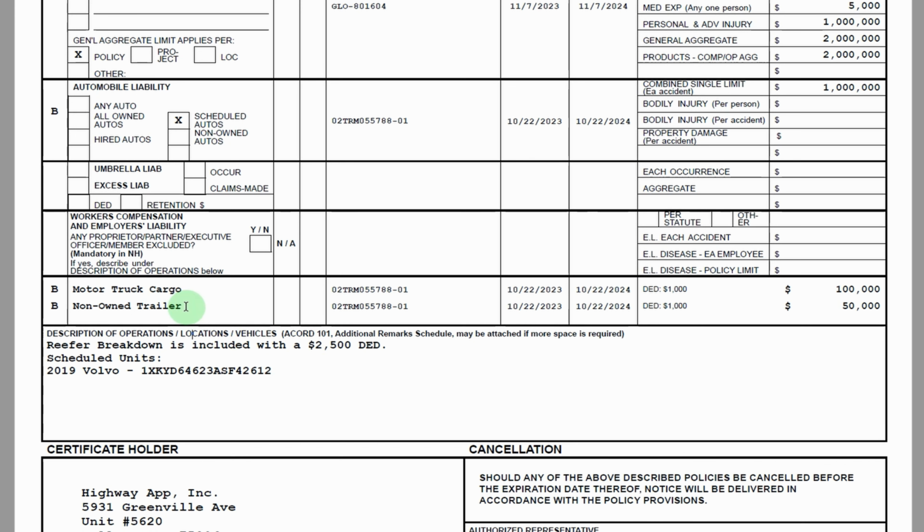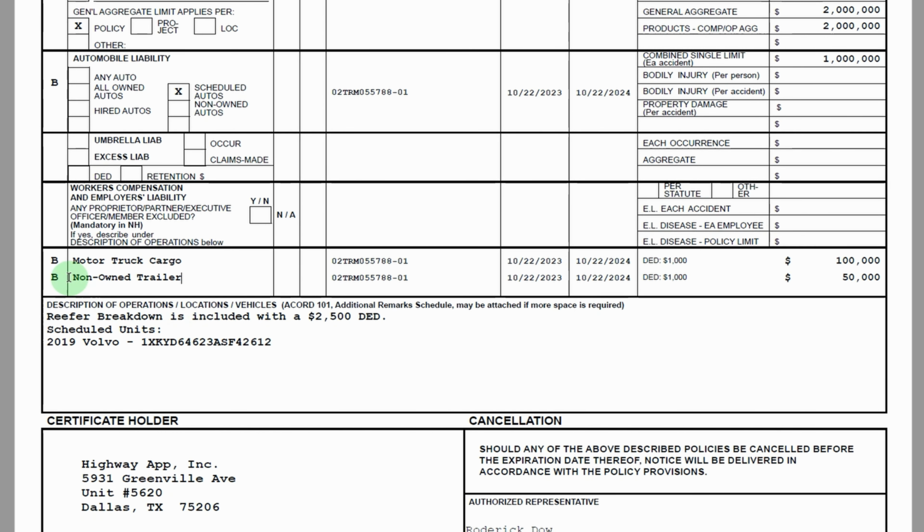So any trailer that is hooked up to the truck, which is listed under automobile liability, of course, will be covered with non-owned trailer insurance. Again, limits differ. For cargo, you can level it up. I saw the maximum of $1 million. I had a customer, we moved the crushing plant for them, and they required $1 million per load in motor truck cargo. Again, non-owned trailer, I don't see the reason to go higher than $80,000, but again, different companies have different requirements, and that depends.